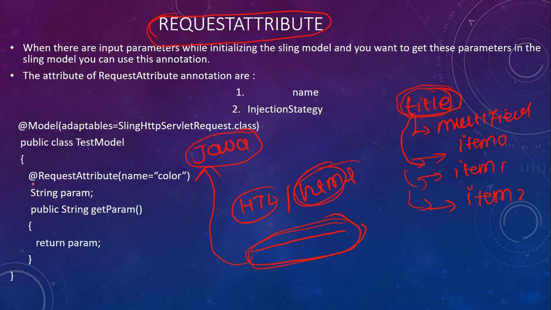For that you can simply use this request attribute. Here we have a name and the color. This color will be stored inside this param. The color is nothing but the key. Here it's a key and the value, but in our HTML this is nothing but the key, and inside this key we have stored some value. So when you call this color, automatically the value will be stored inside it.